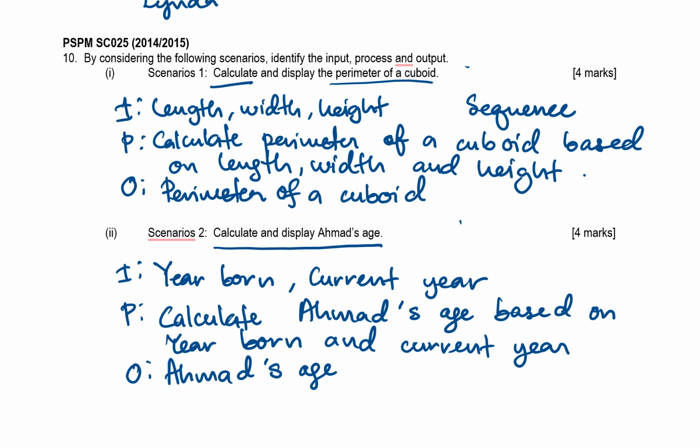If you don't want to write the current year, it is also okay. So your input is year born only. But in the process later, in the formula during the pseudocode and flowchart, you have to put the current year, that is 2023, as a constant in the process, during the pseudocode and also flowchart.